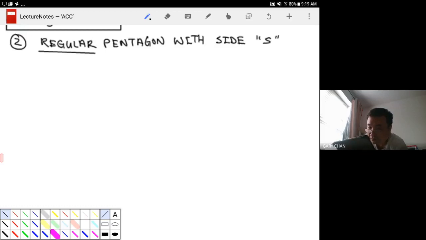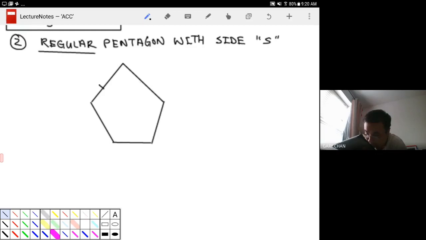So for a regular pentagon, and this is my best attempt at drawing it, all the sides are the same length, and all the angles are the same. And the question is, how do we find the area of this regular pentagon? Do you guys have any strategy or any way of thinking about this? What do you guys think?